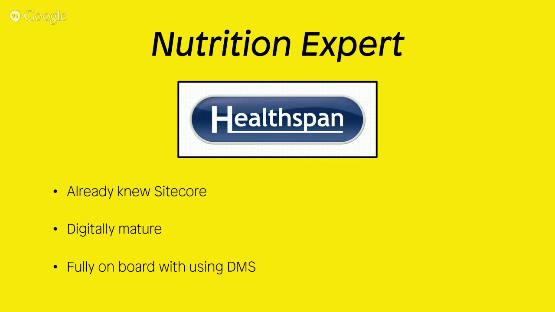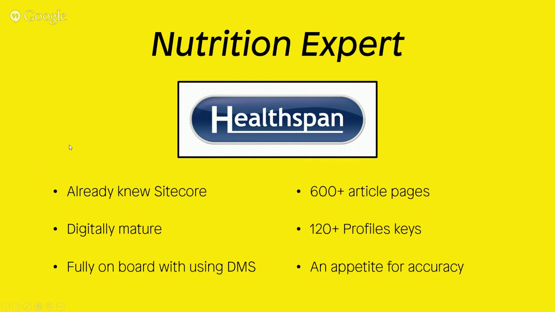and they were fully on board with that. So what they had for this new nutrition expert website was they had 600 article pages which relate to health and nutrition. And surprisingly, I've never seen this before, they had 120 different profile keys over 3 different profiles. I've never seen another company that wants to categorize that content in such a granular way. But that's what they had. And the other thing was, they had an appetite for accuracy.